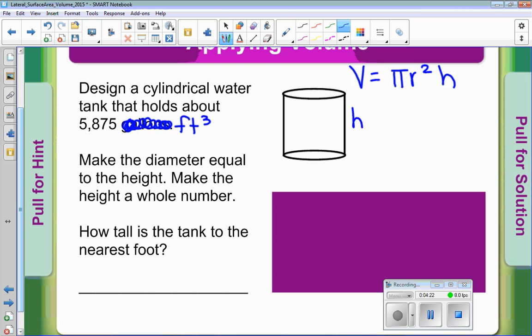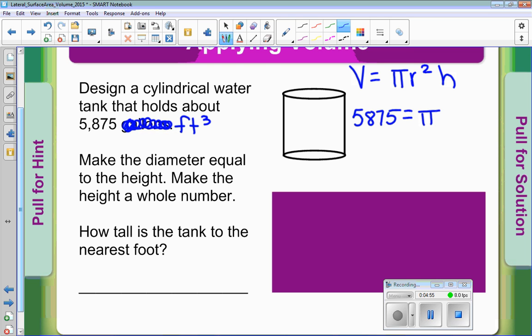So this is the formula I want to use. Tell me what information I currently know that I could put in the formula to solve for what I'm looking for. I know the volume. So I'm going to replace the V with 5,875. I know what pi is. Would you agree? Okay. So here's the issue. I have an R and I have an H, and they're not exactly the same, but there is a relationship between them. The idea is to get one variable here.